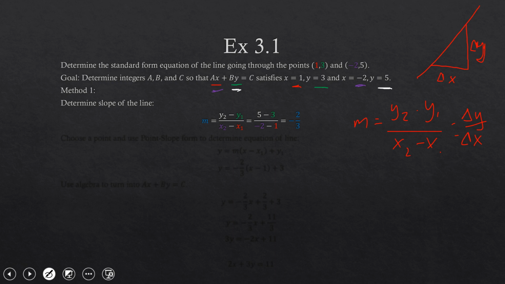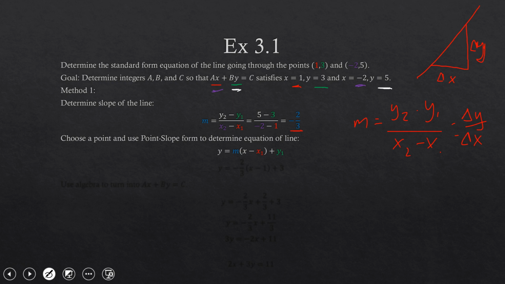So plugging in our values for y2 and y1, 5 and 3, and our values for x2 and x1, -2 and 1, is going to give us the value for the slope. So we have 5 minus 3 divided by -2 minus 1, and that's equal to -2/3. 5 minus 3 is 2, -2 minus 1 is -3, so that's -2/3. So here's our slope right there. Okay, now we're going to choose a point. It can be either one, and use the point slope form to determine the equation of that line.